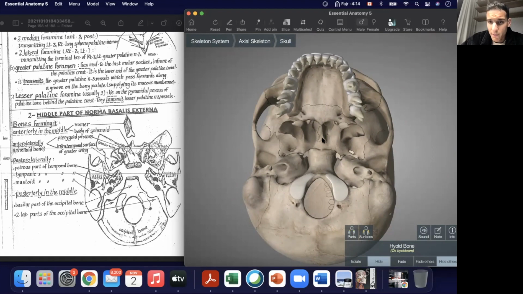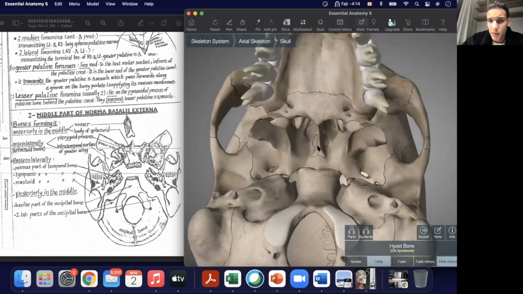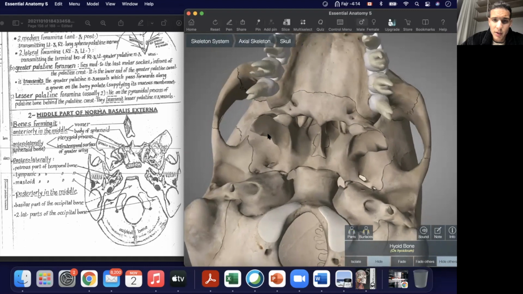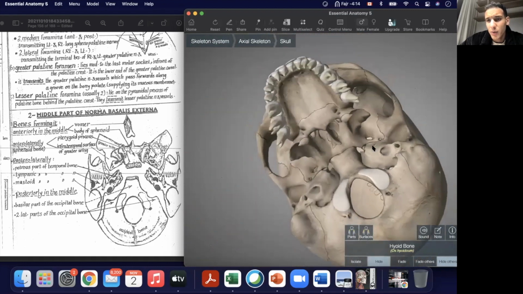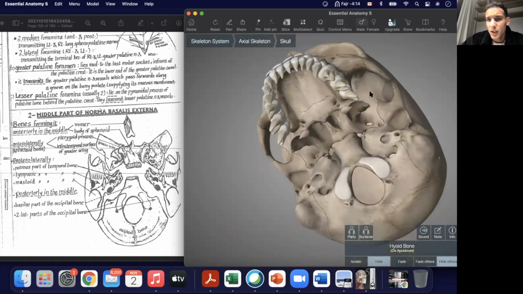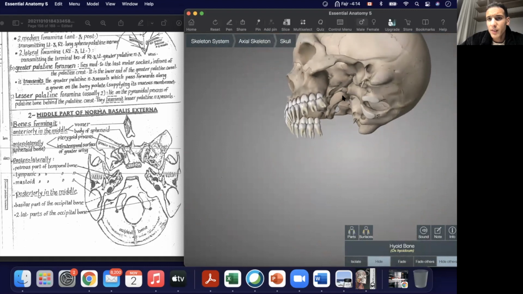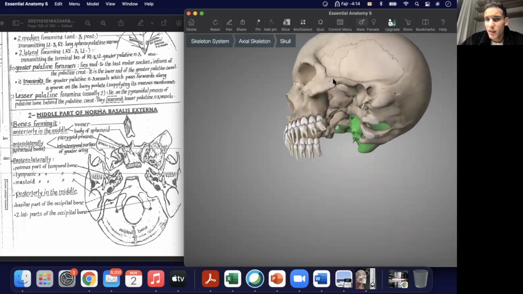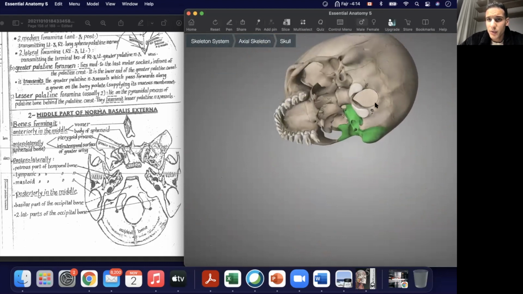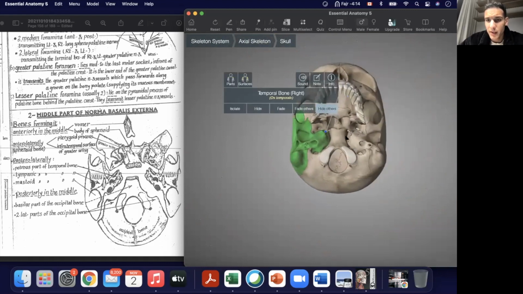To start with, you have the medial pterygoid plate, lateral pterygoid plate, medial pterygoid plate, lateral pterygoid plate. Hope you still remember the infratemporal surface of the greater wings. So we follow the greater wing, infratemporal surface of the greater wing, okay? Zoom in again.